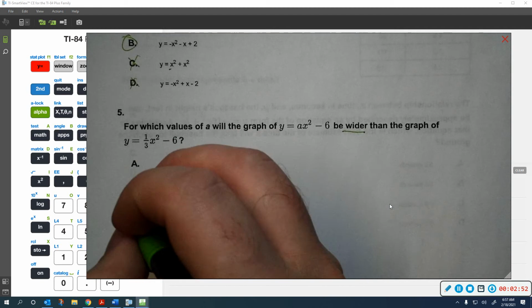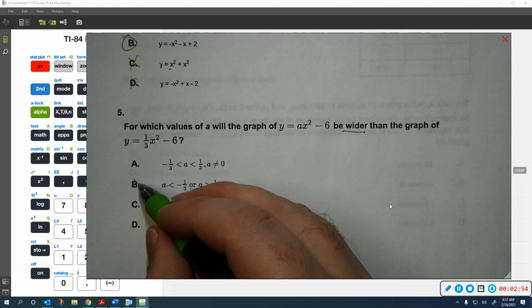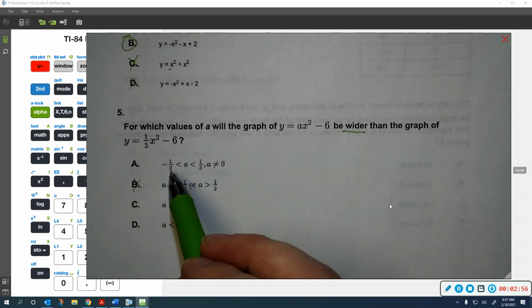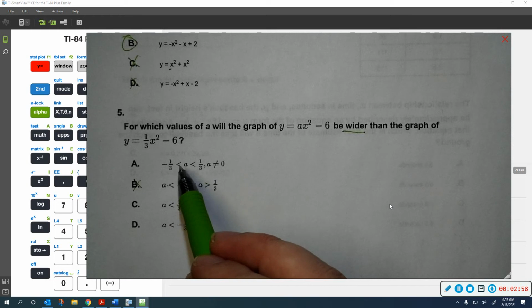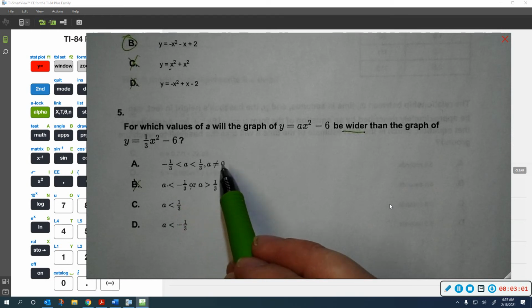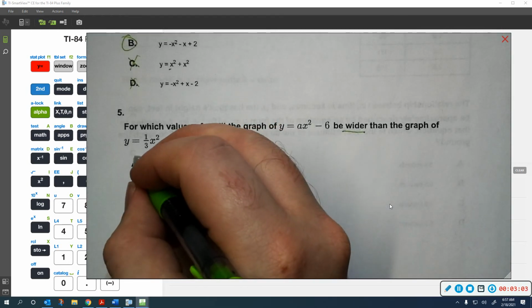So the A value has to be less than negative 1/3 or greater than 1/3. It's really close. A is greater than negative 1/3 and less than 1/3. A is not equal to 0. Is answer A.